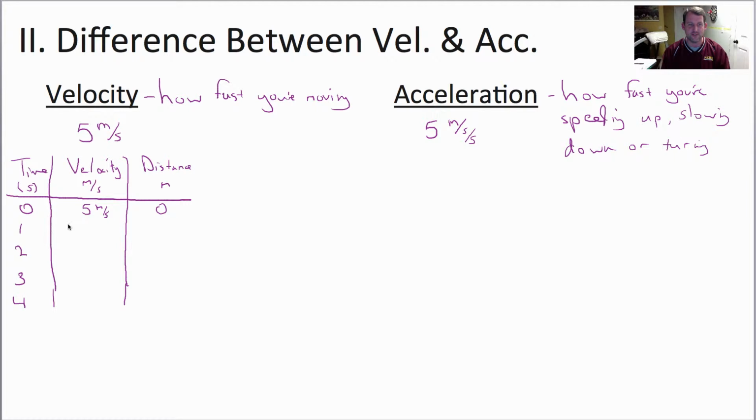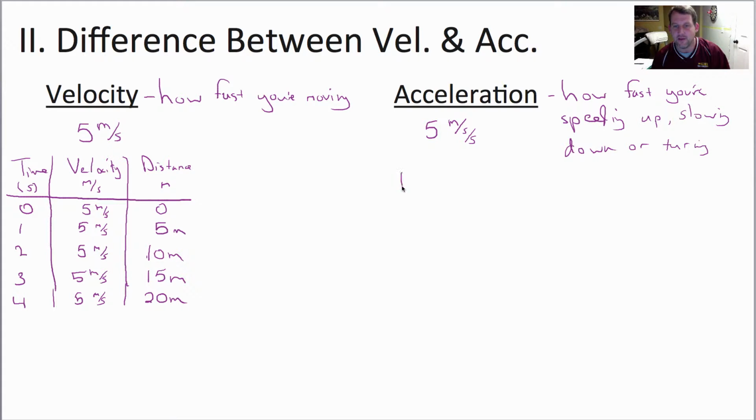Now, our velocity is constant here, so at 1 second, we're still moving at 5 meters per second. And our distance we've traveled now, after 1 second of moving that fast, is 5 meters. Now after the second, we're still moving at 5 meters per second, constant speed, so we can just put those all the way down through here. After the second, we've moved 10 meters. After the third second, we've moved 5 more meters for a total of 15 meters. After the fourth second, 5 more meters for a total of 20 meters. So every second, we've increased by 5 meters. So 5 meters per second.